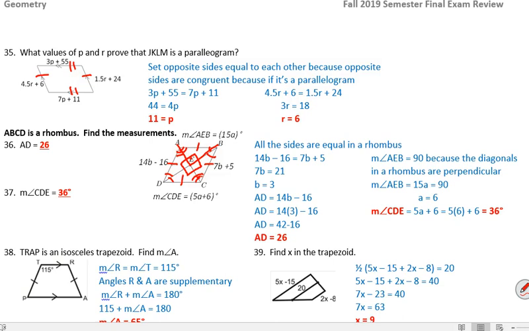So when we do this one, we can set this equation right here equal to 90 because that's what that angle is inside there. Solve for that variable, and then we can plug that back in down here to get the measure of CDE.